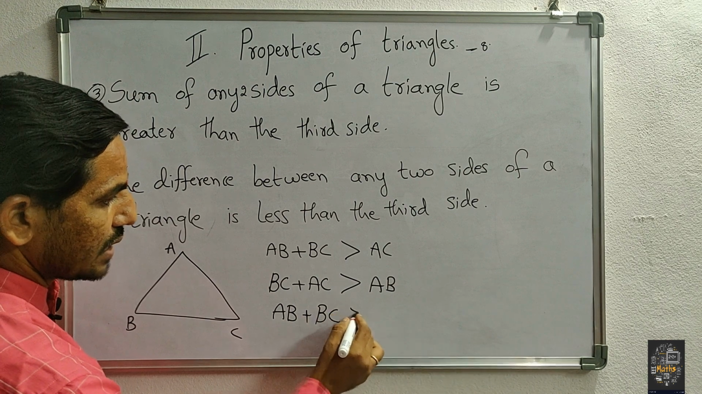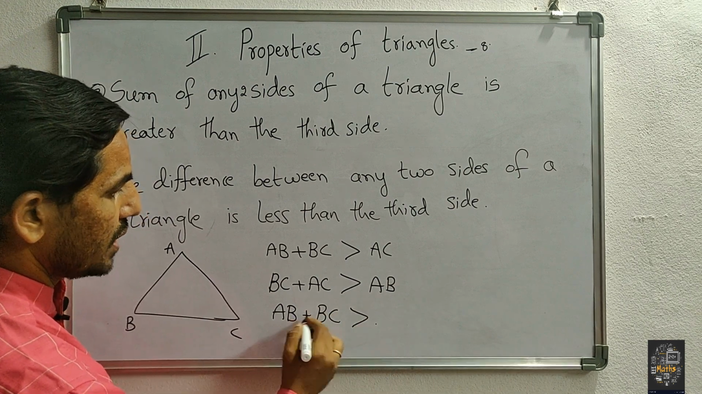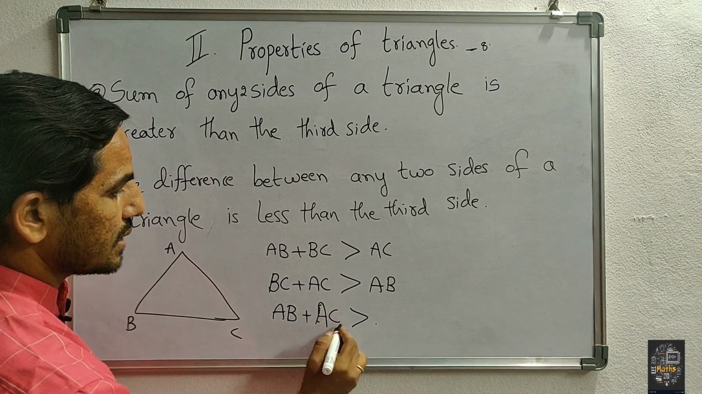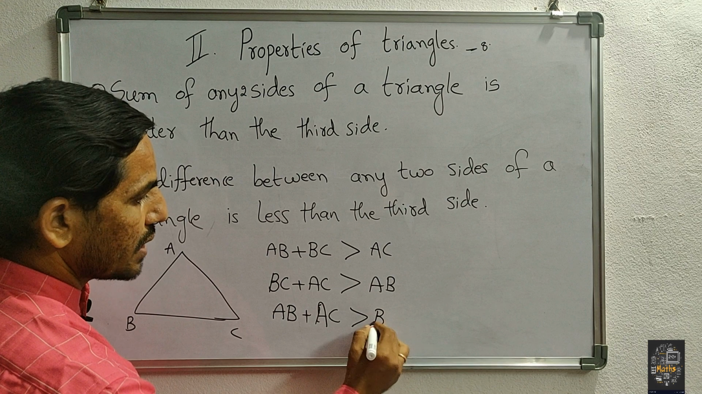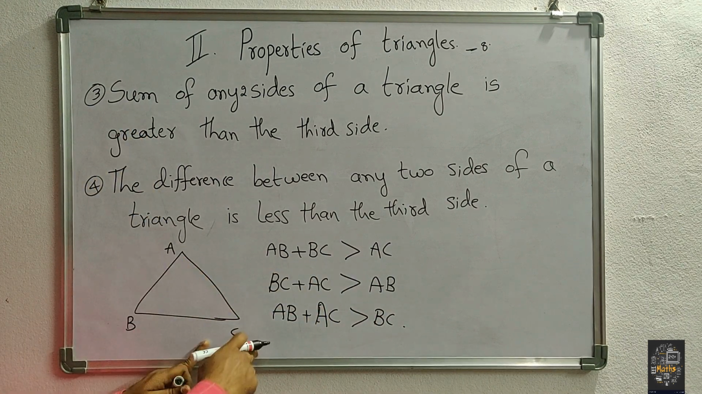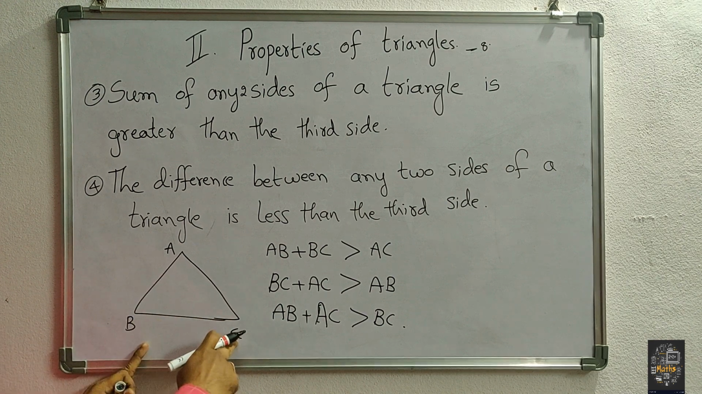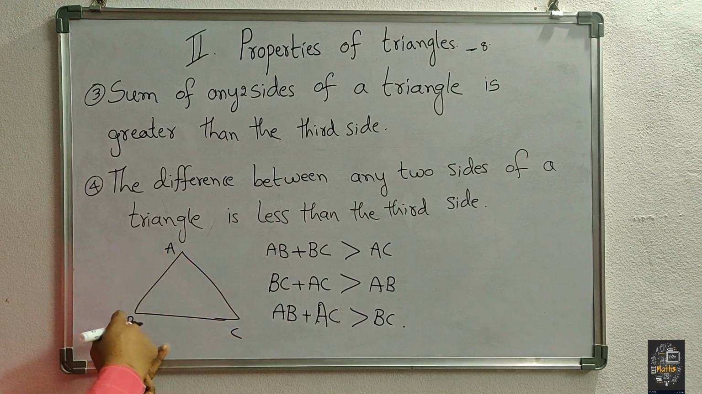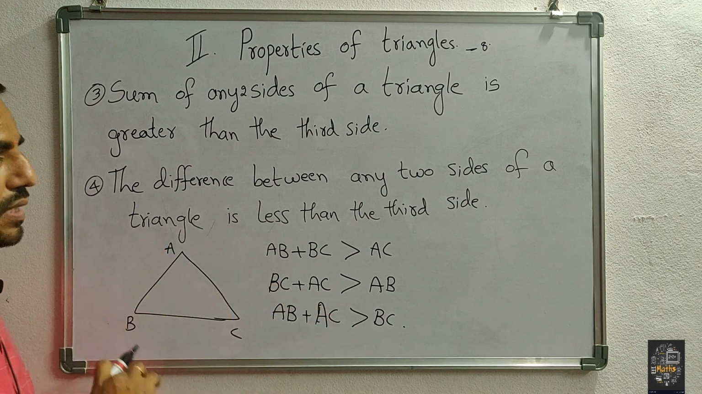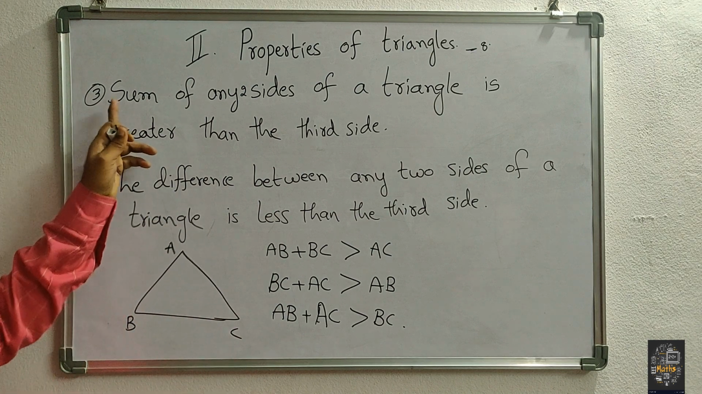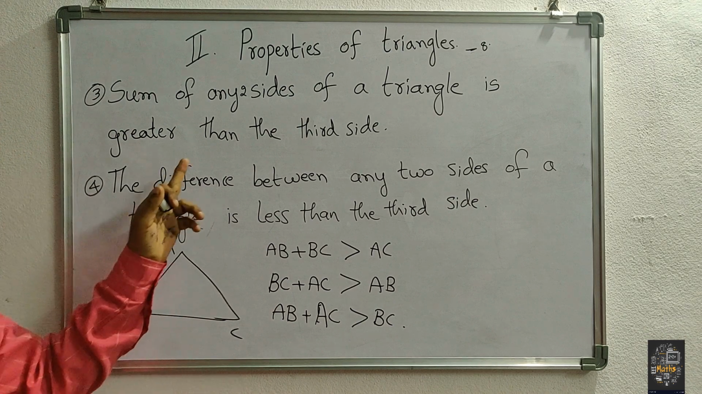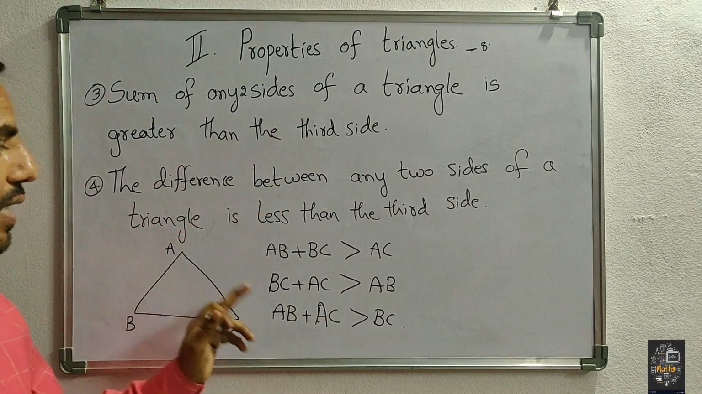And one more thing, AB plus AC, sorry. AB plus AC is greater than BC. So AB plus BC is greater than AC. And the second one, BC plus AC is greater than AB. And the third one, AB plus AC is greater than BC. This is the third condition: the sum of any two sides of a triangle is greater than the third side.